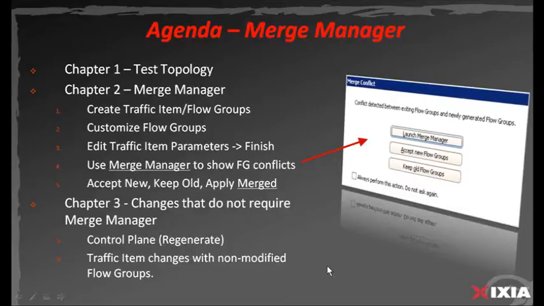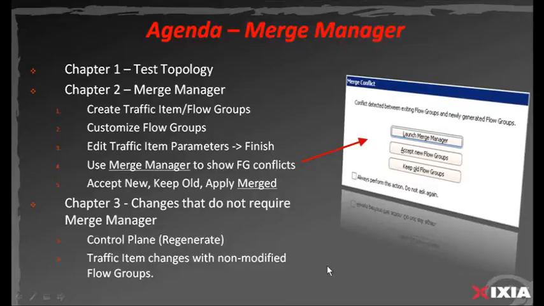Chapter 2 will cover the details of the Merge Manager and the steps needed to create the Merge Manager to launch. Basically, that includes creating a traffic item in flow groups, customizing the existing flow groups, and then going back into the traffic wizard and editing the traffic item parameters and hitting finish. Upon that, the Merge Manager will launch and it will show the flow group conflicts. At that point, you have some choices, which include accepting the new flow groups, keeping the old flow groups, and applying the merged flow groups within the Merge Manager.